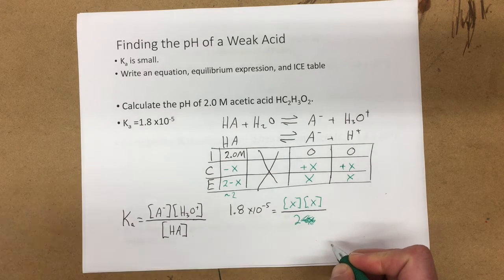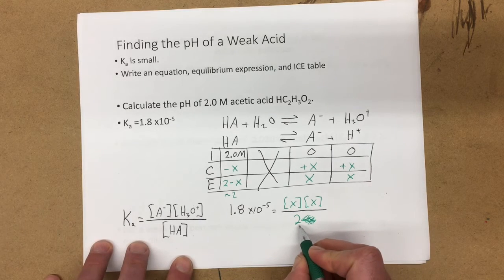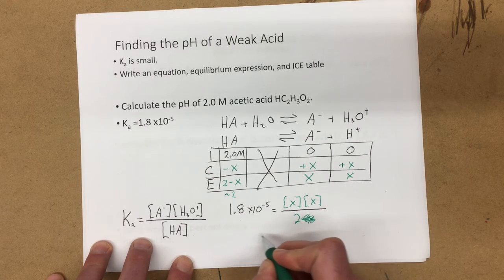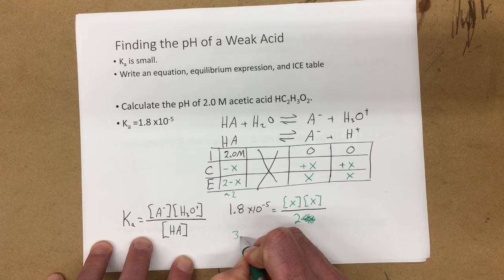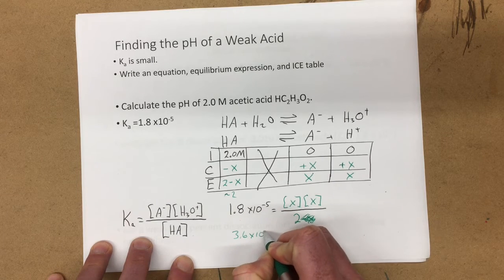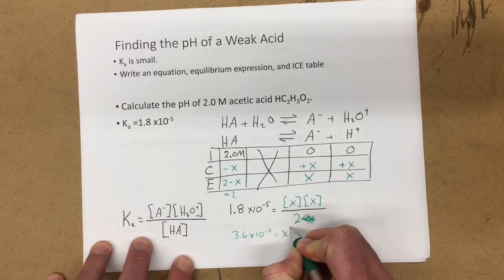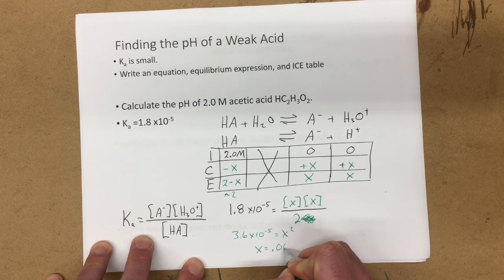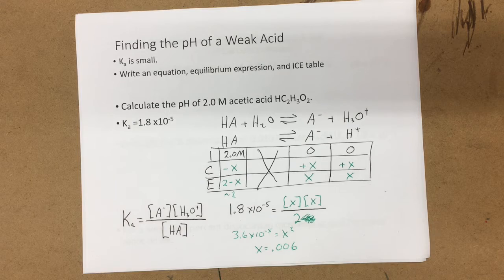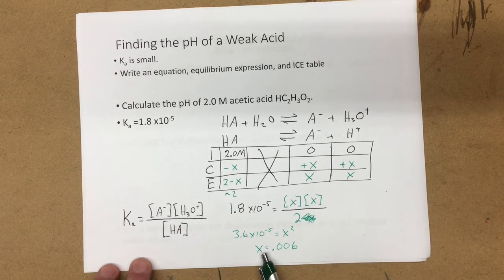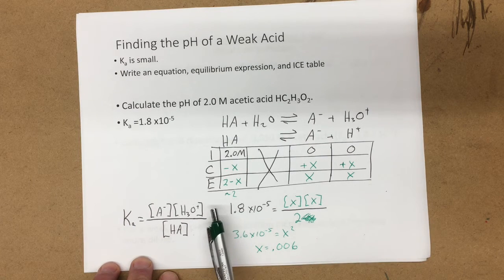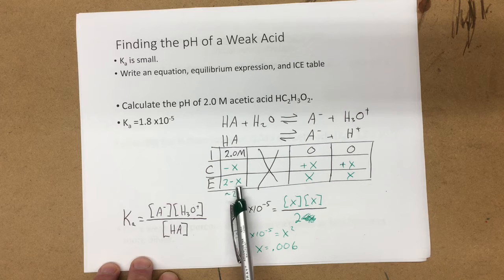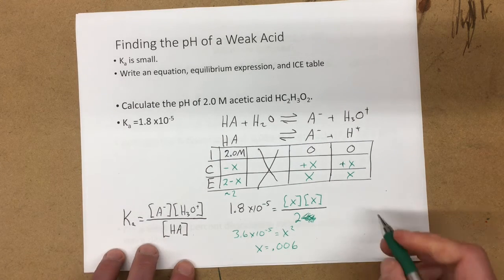All right, so I'll just use some simple algebra now to solve this. I'll multiply both sides by 2, and I get 3.6 times 10 to the negative 5 is equal to x squared. And then I find that x is equal to 0.006. And so my assumption makes sense, that x is a pretty small number. And so 2 minus 0.006 is still pretty close to 2. So my assumption wasn't too bad.